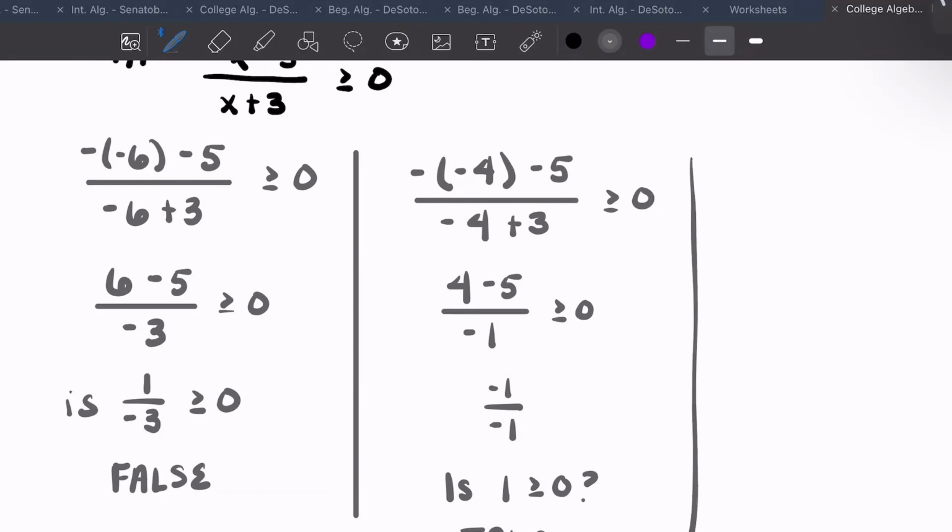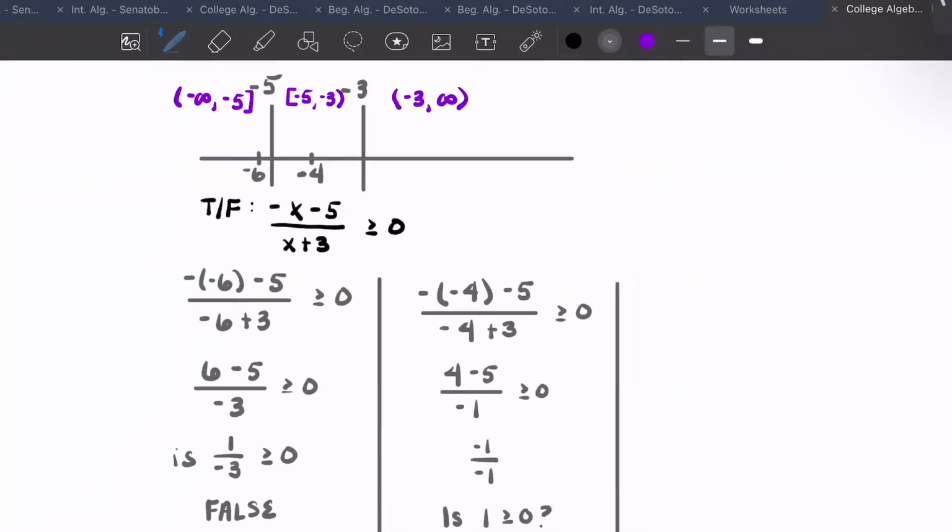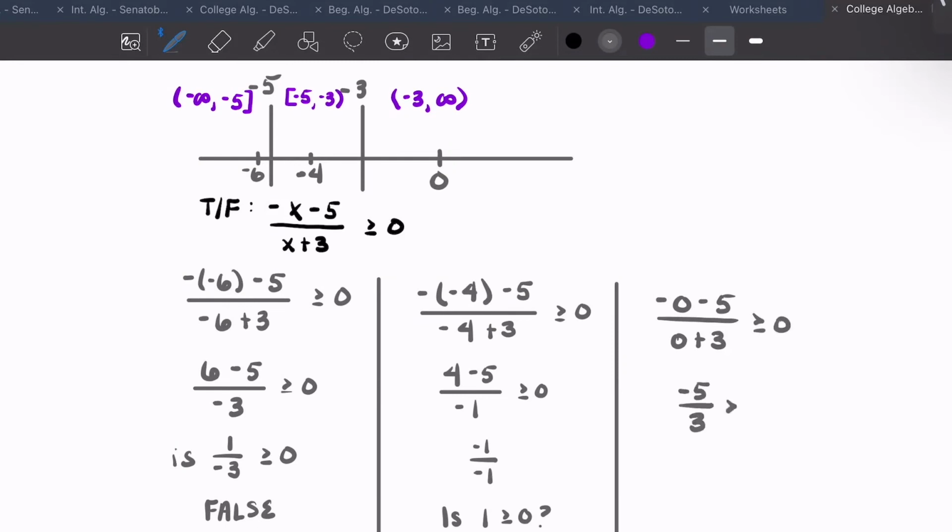Okay, let's do the last one. Now we can pick 0. Okay, 0 would be like right here. -3 to infinity, 0 would be in that interval. So we can pick 0 for that. Okay, so is -5 over 3 greater than or equal to 0? No, false. It's negative. So we got false, true, false.